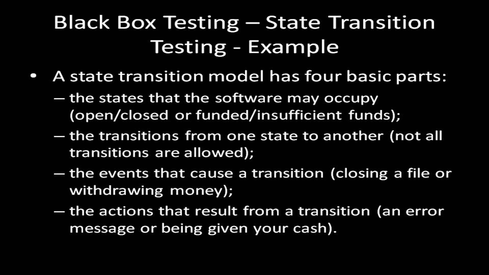3. The events that cause a transition, closing a file, or withdrawing money. 4. The actions that result from a transition, an error message, or being given your cash. Note that in any given state, one event can cause only one action, but that the same event, from a different state, may cause a different action and a different end state. We will look first at test cases that execute valid state transitions.